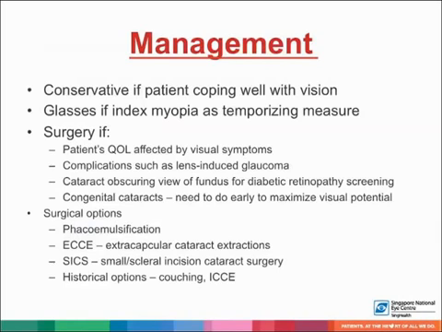Historical options include couching, which we don't practice at all, and ICCE, wherein the difference between ICCE and ECCE is that in ICCE, they remove the entire capsule lens complex. In ECCE, we just make an anterior capsulotomy, access the lens through that, remove it, and replace the lens within the intact capsule. Of course, this results in better visual recovery and prognosis because you can physiologically place the intraocular lens implant in its physiological location.